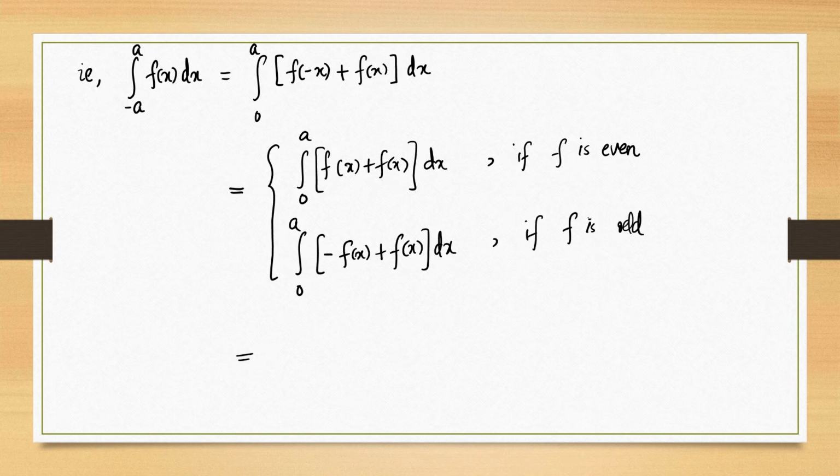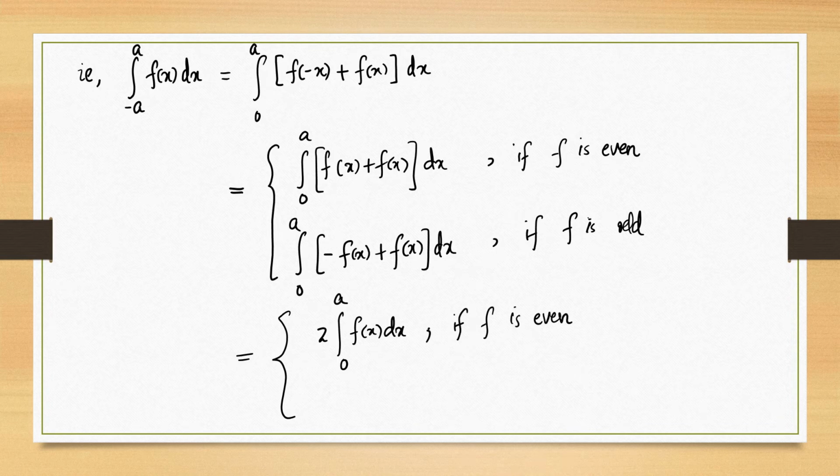Thus, the integral from minus a to a of f(x) dx equal to 2 into the integral from 0 to a of f(x) dx when f is even, and when f is odd, it is equal to 0. Hence the proof.